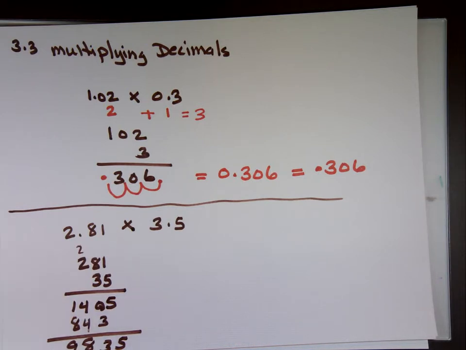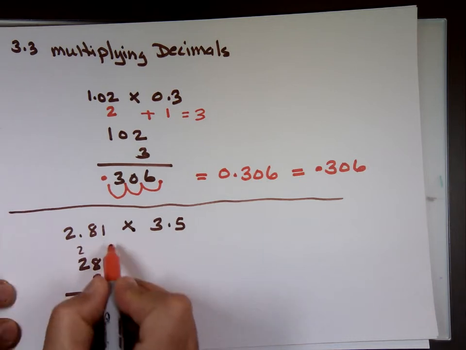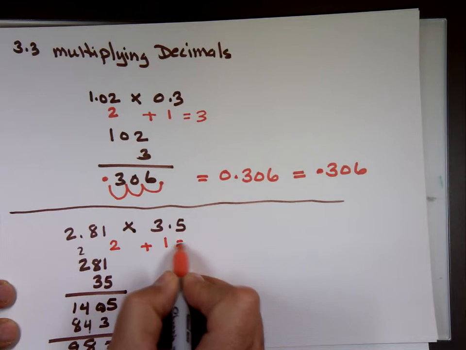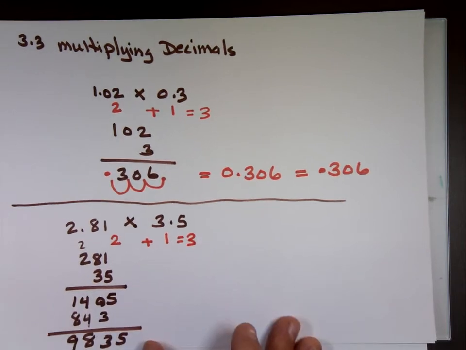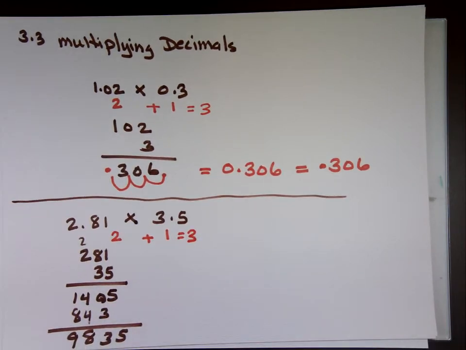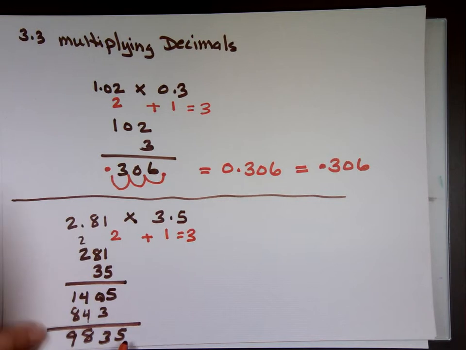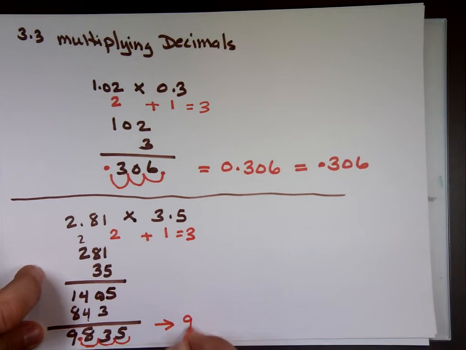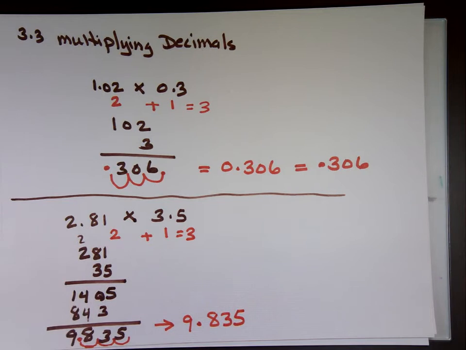Again, how many digits to the right of the decimal point on the first number? 2. And how many here? 1. 2 plus 1, 3. Start from the end and move the decimal point 3 places. 1, 2, 3. So the answer is 9.835.